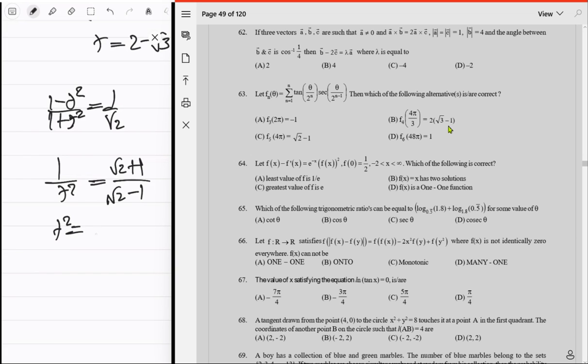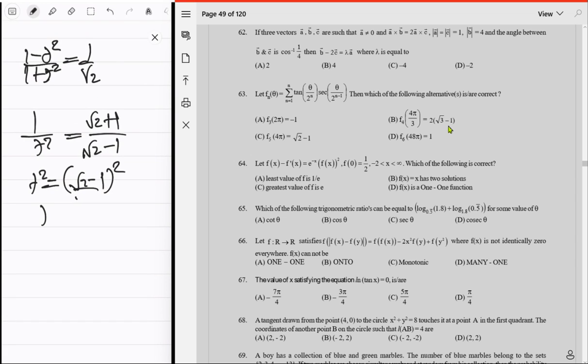So t square is just equal to square root 2 minus 1 upon square root 2 plus 1, which just happens to be just square root 2 minus 1 whole squared. So like t is equal to square root 2 minus 1, positive and, you know, less than 1. So this is correct, right? Which means C is also correct.